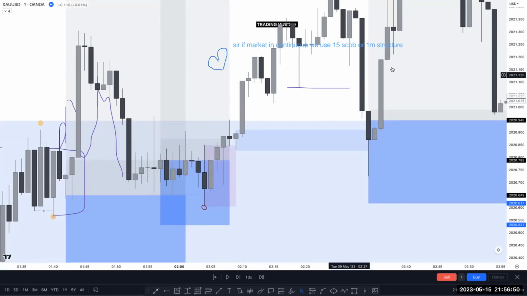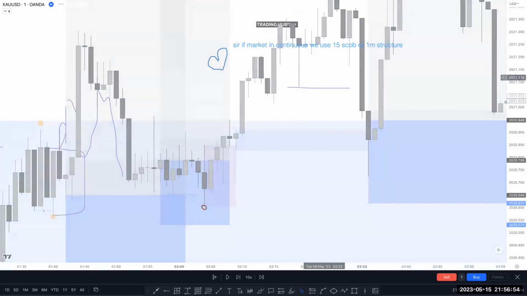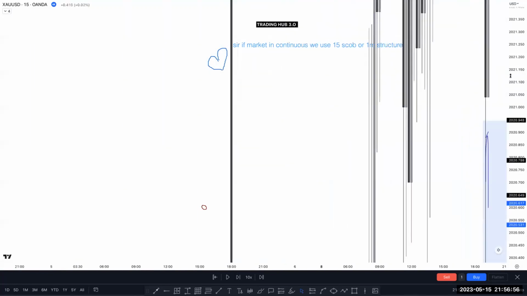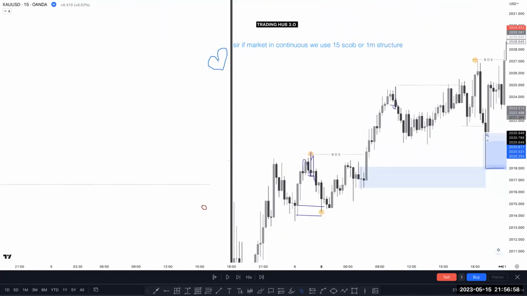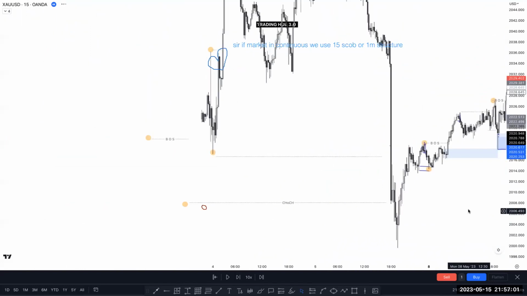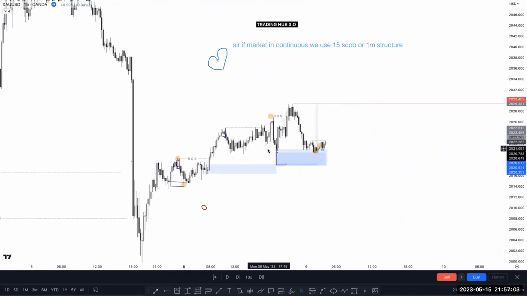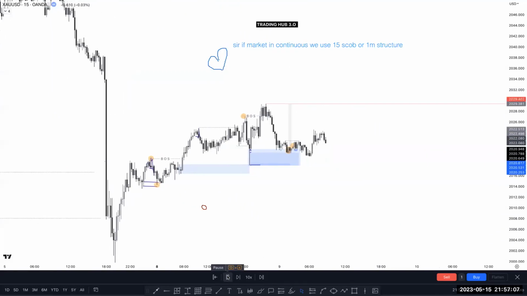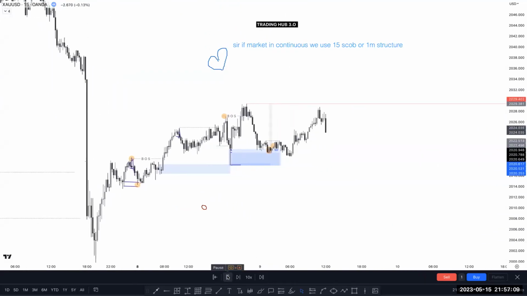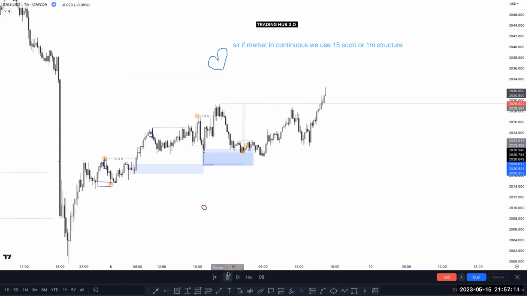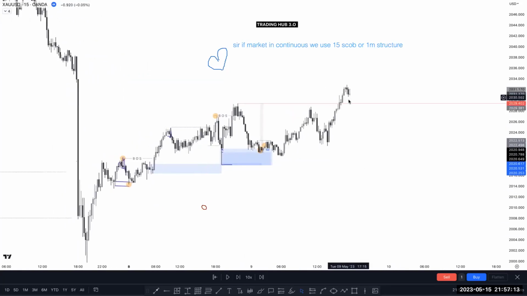Confusion with internal structure. Sir, internal structure and external structure are both similar. Sir, you have to follow the same rule, same principle. Look at this one. Took out the inducement, tapped here and continued going higher high. Again, it broke the high. You have to wait for it to take out the inducement and again go higher high like this.